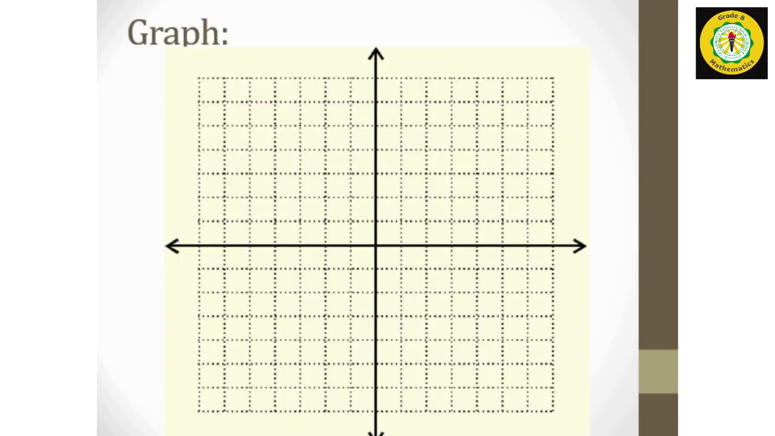For our graph, given a point and a y-intercept, so we have here the point which is 5 and 8, and then the y-intercept which is 3. Alright, then graph.